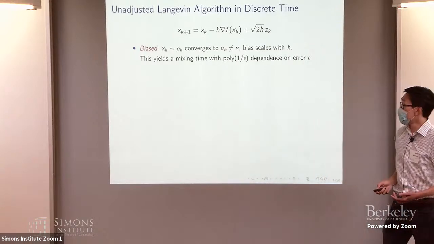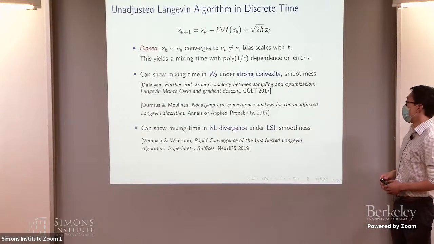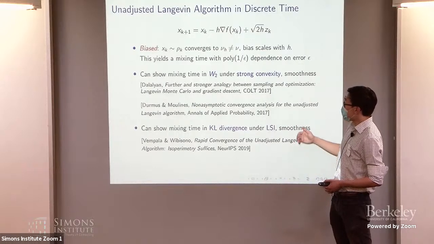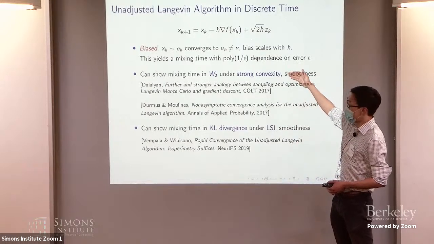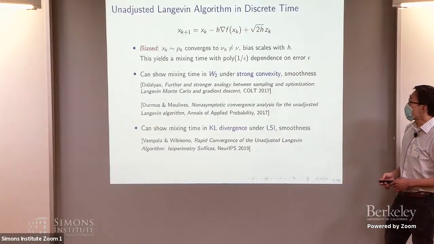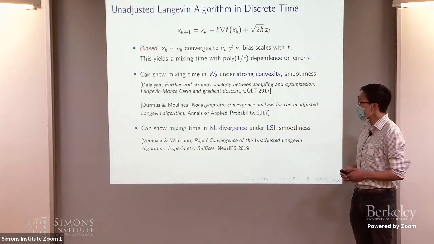instead of logarithmic. And we can make this formal, and we can show there are now really good mixing time bounds for W2 distance under strong convexity, for example, by the work of Dalalyan and Durmus and Moulines and a lot of other people. And we can also do it under a slightly weaker condition, for example, log Sobolev inequality.